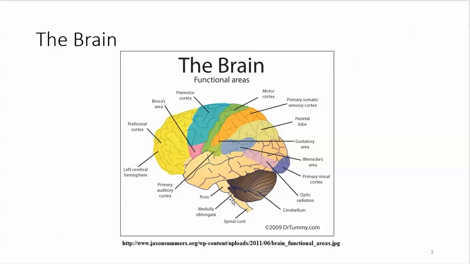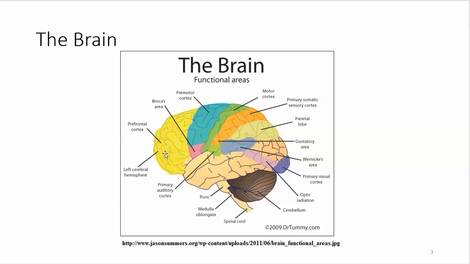The medulla oblongata maintains vital body functions such as breathing and heart rate. It connects the brain to the spinal column. The pons has to do with motor control and sensory analysis. The primary auditory cortex processes sound information for the brain.